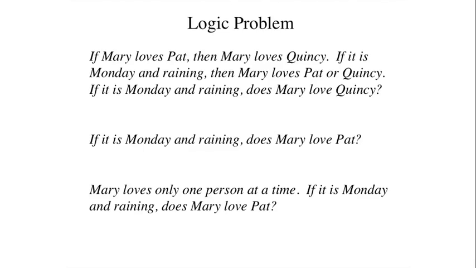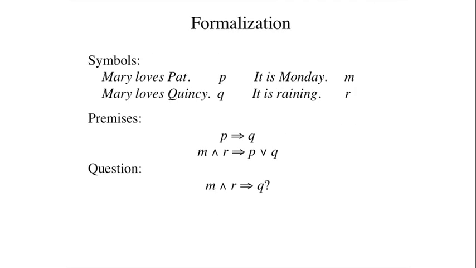If we learn that Mary loves only one person at a time, is it the case that if it is Monday and raining, that Mary loves Pat? No. How do we solve a problem like this?